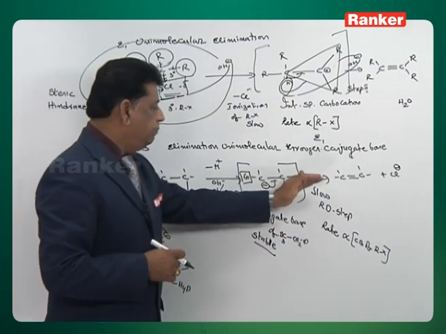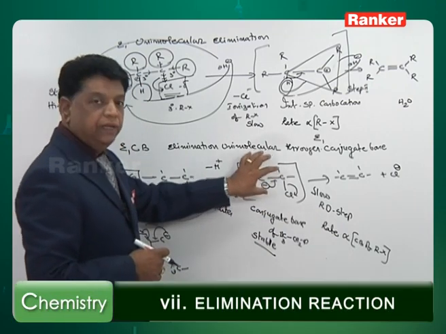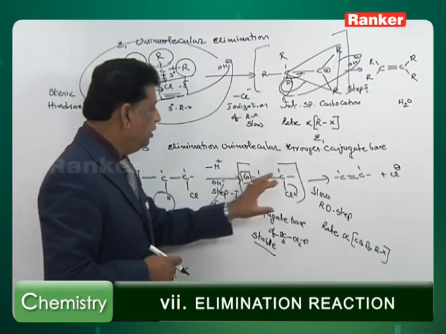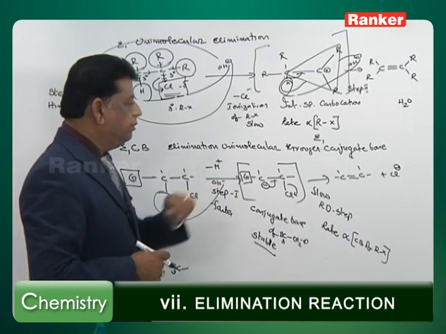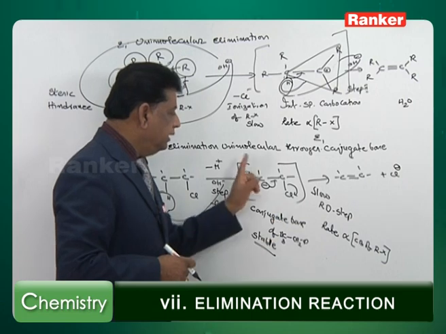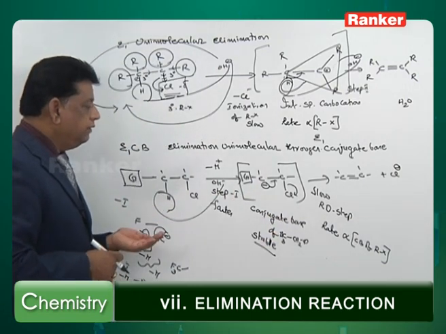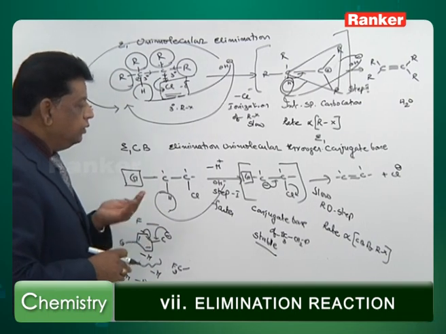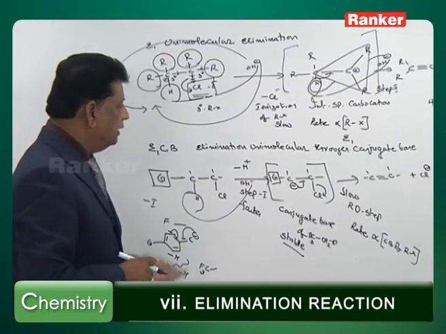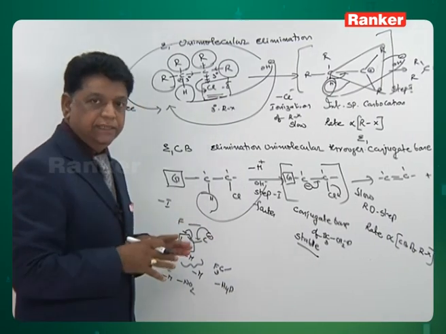So the second step happens to be the slow one, and in that only one concentration is influencing. So it is a unimolecular elimination, and the rate determining concentration is the concentration of the conjugate base of the alkyl halide. Therefore, it is called elimination unimolecular through conjugate base, right.